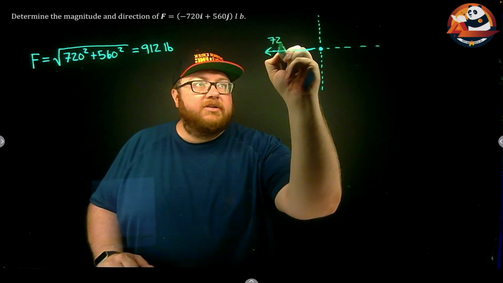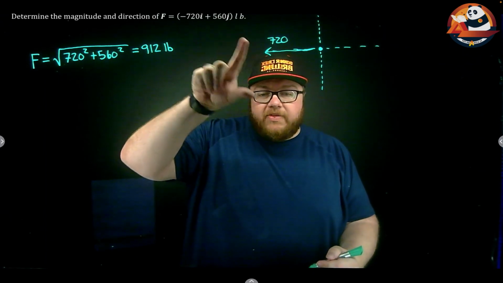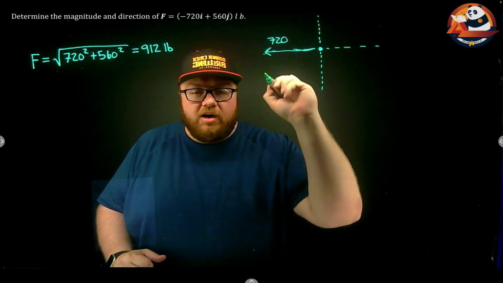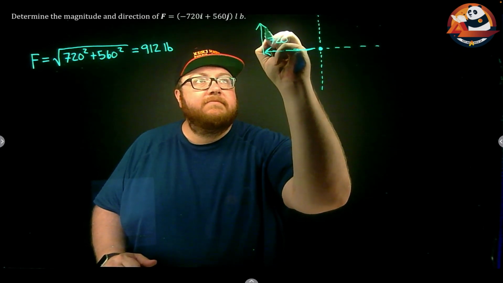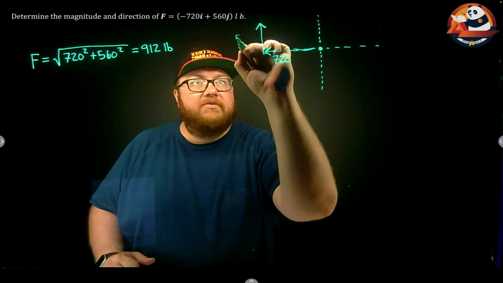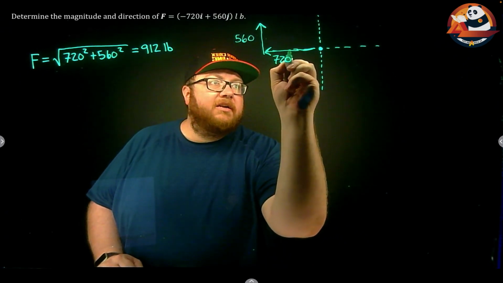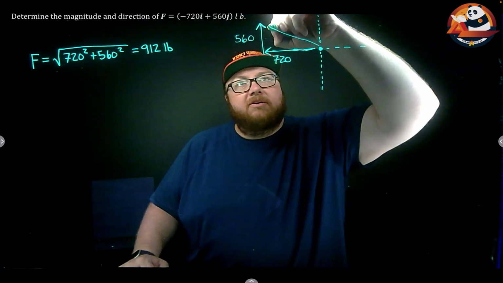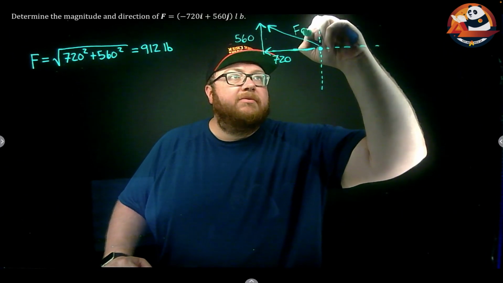We're just plotting it like it's a force, one x component. From the tip of that, I can draw in my y component. From the tip, I go up, because it's positive, 560. So I label this 720 and this 560. I have x and y components drawn in. We can complete a triangle, and the hypotenuse of the triangle is our resultant force. Let's label that FR for this example.